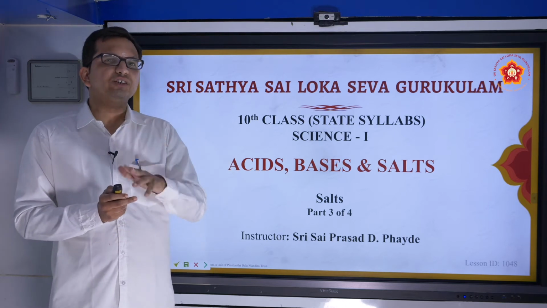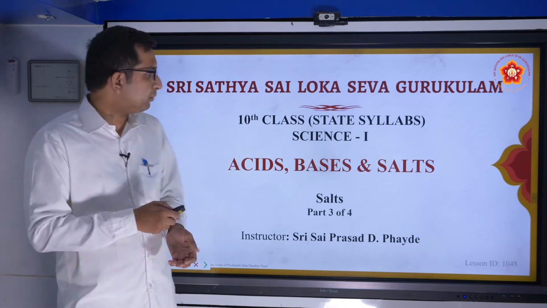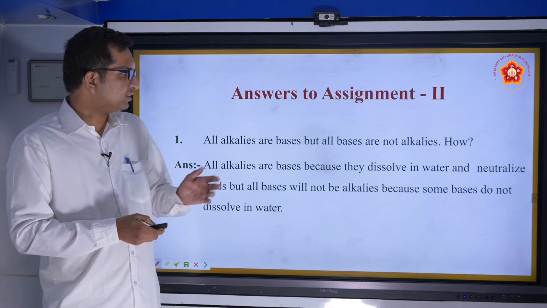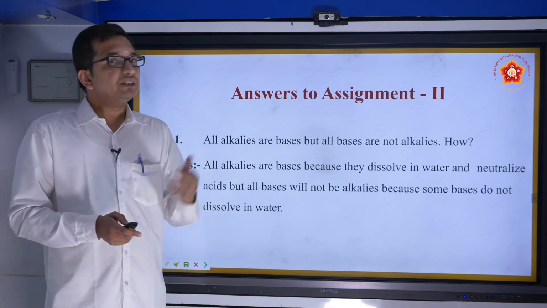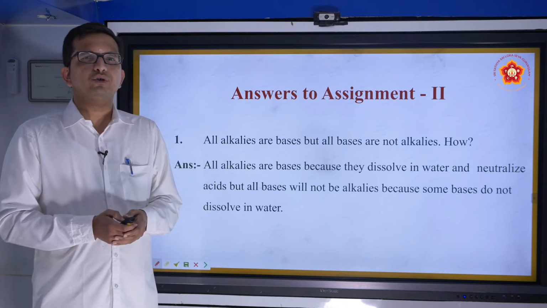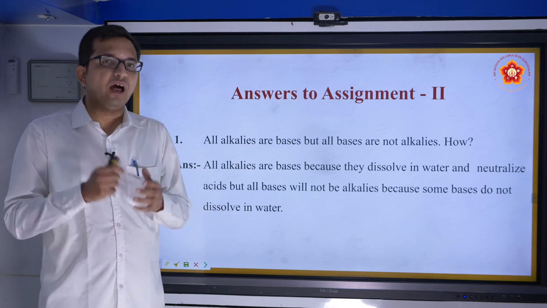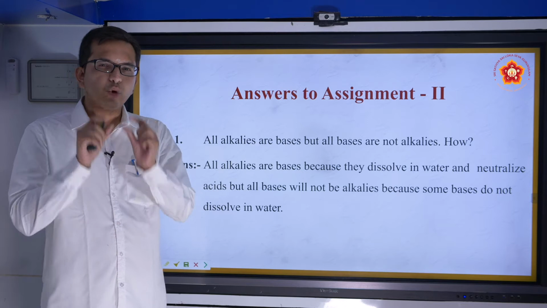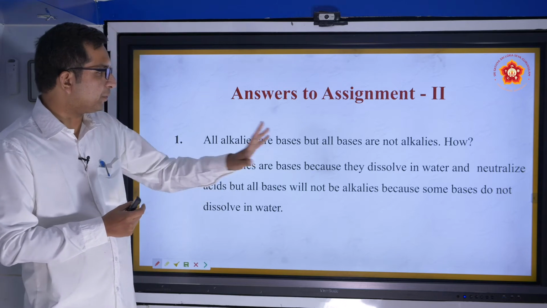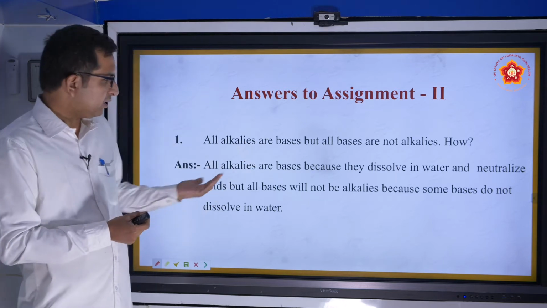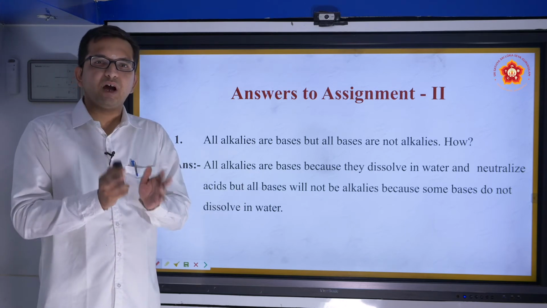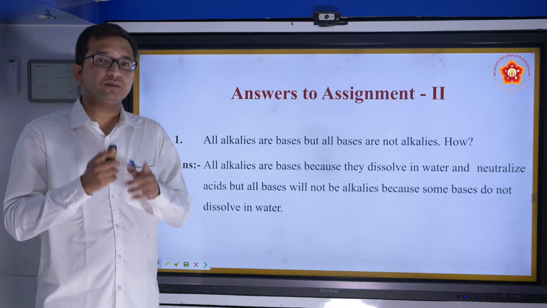Before we go into the discussion of salts, let us see the answers for the assignment that was given in the last class. All alkalis are bases, but all bases are not alkalis. How? This depends on the definition of the compounds, where we saw that bases are generally those compounds which have the OH group, but alkalis are those bases which are soluble in water. So that subtle variation in the definition is what separates these two systems. The important aspect: a base is the one which gives OH ions, and alkalis are only the soluble bases.